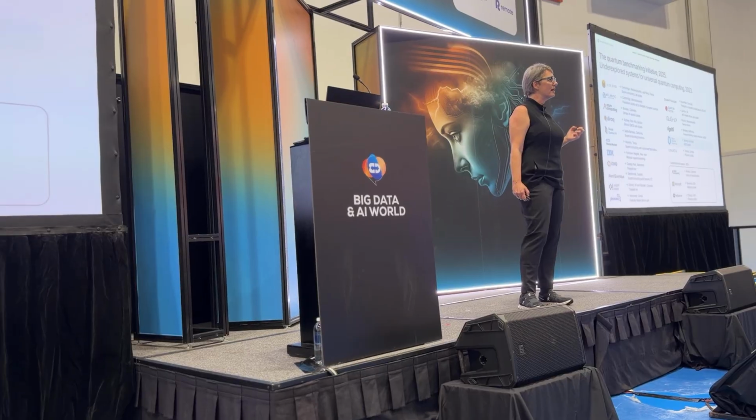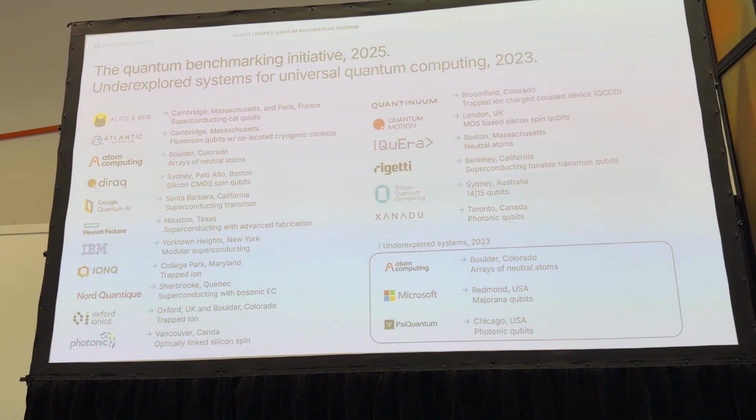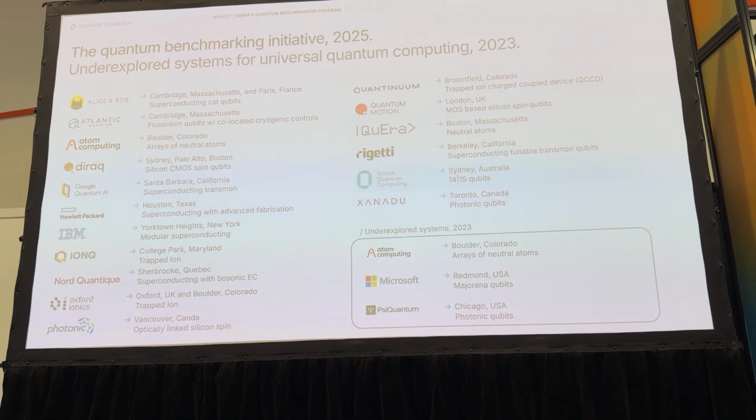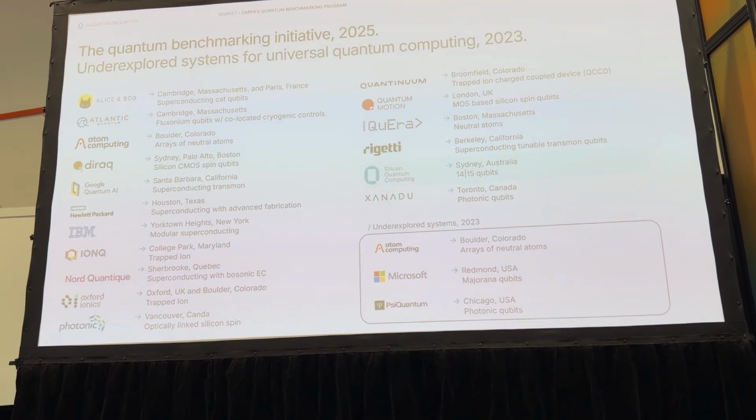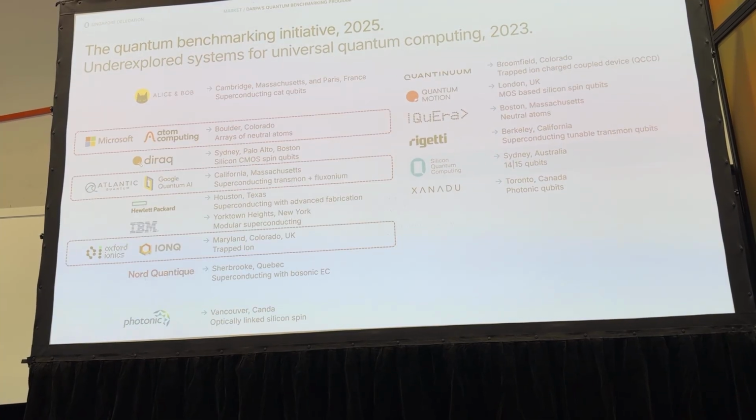DARPA has had a program out for the last few years funding quantum computing companies across the globe. And so there are 16 companies that are now in this program. It's a very exciting program to be part of. And what you'll see is the industry is changing quite dramatically with their entry into the field.